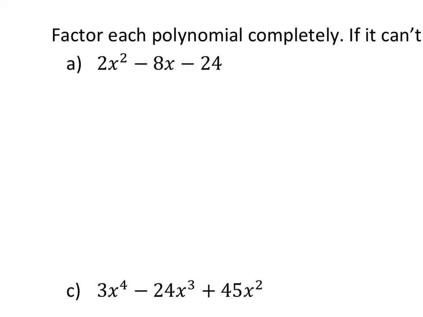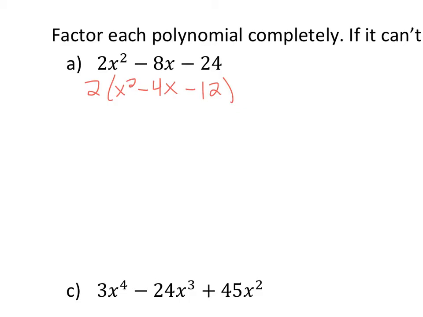Let's start with letter A. So the first thing I'm going to look for is a greatest common factor. Do I have a greatest common factor? Well, each of my terms are even, so I would say I do. I can pull out a 2. When I factor out that 2, I'm left with x squared minus 4x minus 12. Okay, but I'm not done.